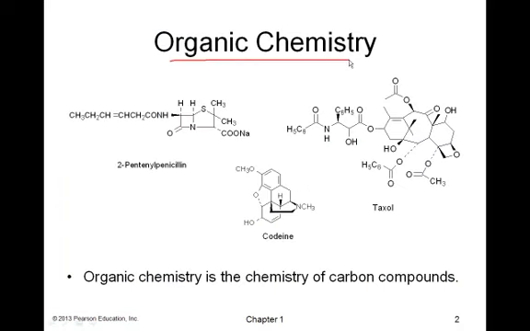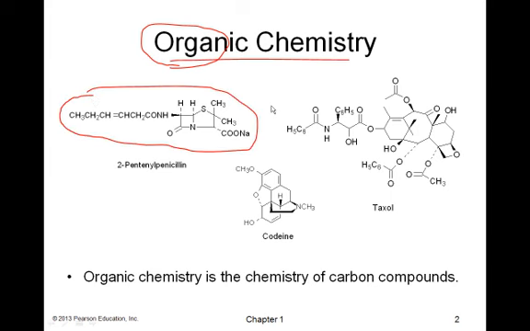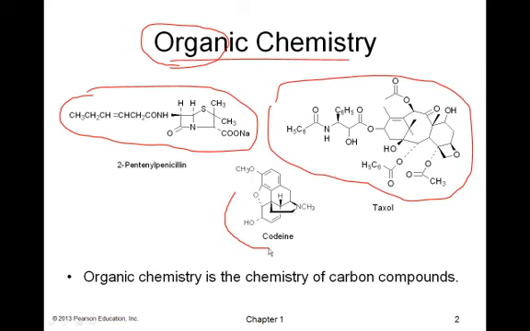Organic Chemistry. Remember, organic has the word organ in it, so it means that it's the chemistry of life. Organic molecules, you can see these monsters here. There's penicillin, there's Taxol, and here we have codeine. You can see these things look like monsters, but the key thing I want you to focus in on is that organic molecules have carbon atoms in them. So organic molecules are carbon-based chemistry. The chemistry of life is carbon-based chemistry.